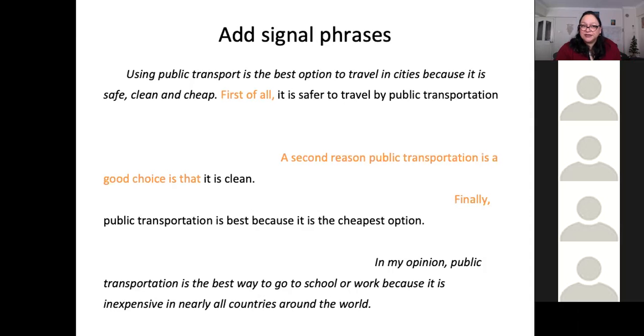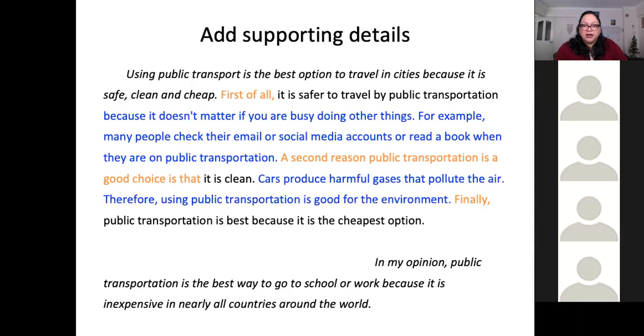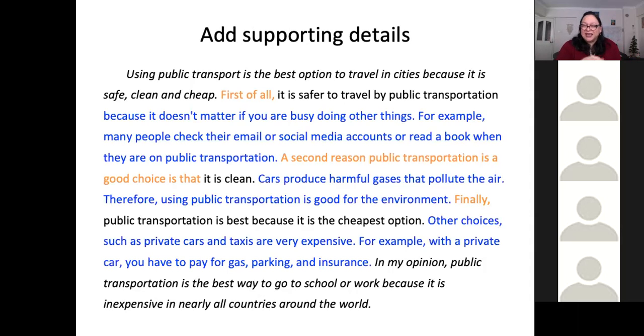So now that we've got our signal phrases, what else do we need to add? Supporting details, right? And that's what we just brainstormed together. So we've got our supporting details that we can add in. And if you wanted to, you could even take out the transition phrases from these and have students put those back in as part of this scaffolding and kind of building up exercise.